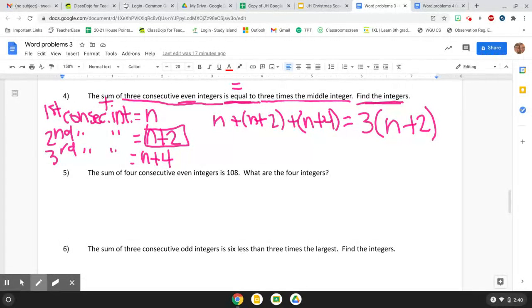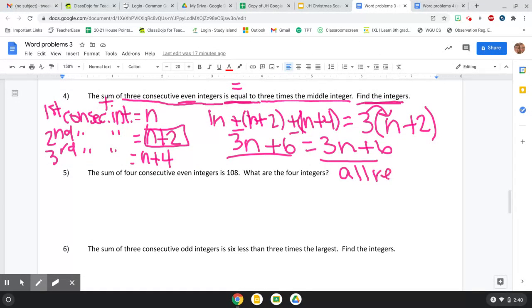I'm going to bleed into the other question just because I have to write big. If I combine these, all of these are just adding, so 1n plus 1n plus 1n gives me 3n, and then 2 plus 4 gives me 6. If I distribute over here, that gives me 3n plus 6. At this point, if I didn't realize that these were exactly the same, I would just keep solving for n. But in this case, this is one of those special cases where n could be any even integer, so I can say all real even integers, because any of them are going to work since there are infinitely many.